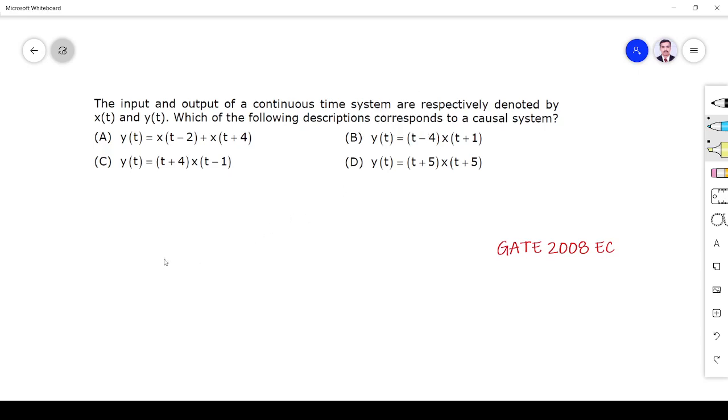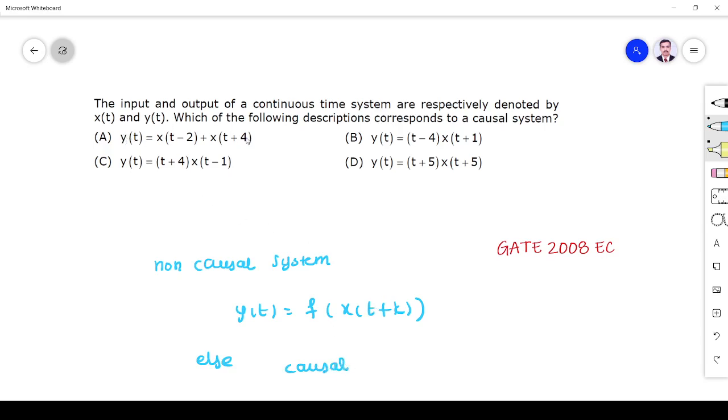See, whenever they ask causal or non-causal, first you remind about non-causal. Non-causal system is one whose output is a function of future input. So y of t, present output is a function of future input, right? So it is easy to identify non-causal. If it is not non-causal, then it is causal system. So if output is a function of a future input, then it is non-causal.